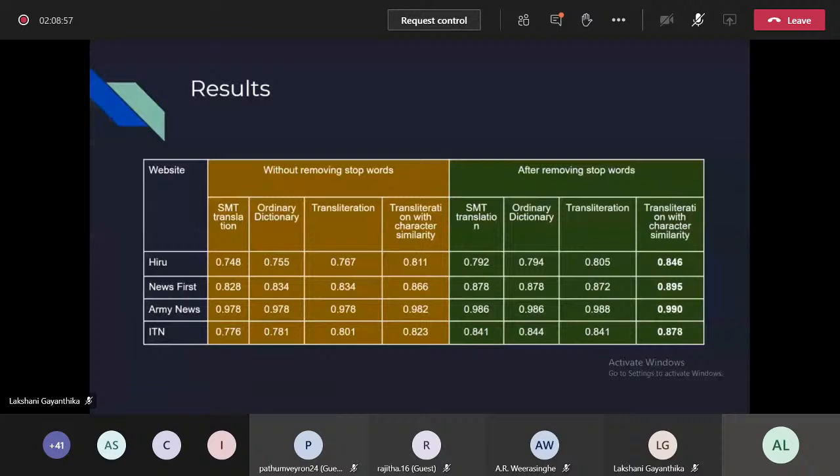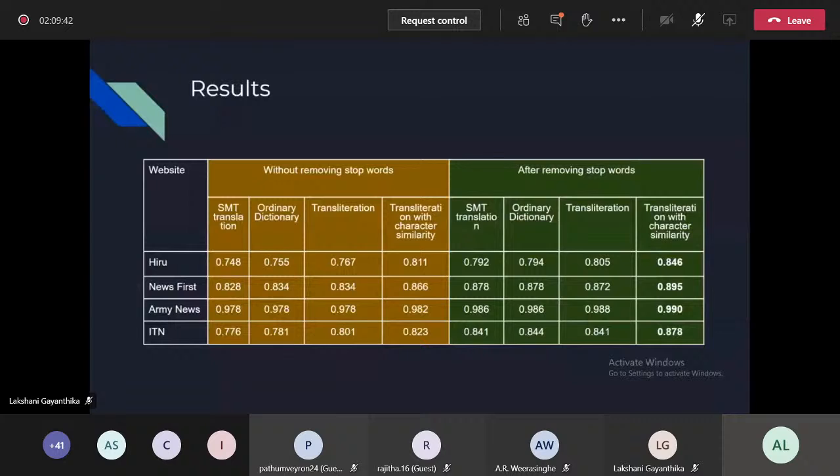This table shows the experimental results of our system. We used documents from 4 news websites: Hiru News, News First, Army News, and ITN. The leftmost column shows the recall values for our baseline system, and we were able to gain about 10% improvement for these websites except for Army News.